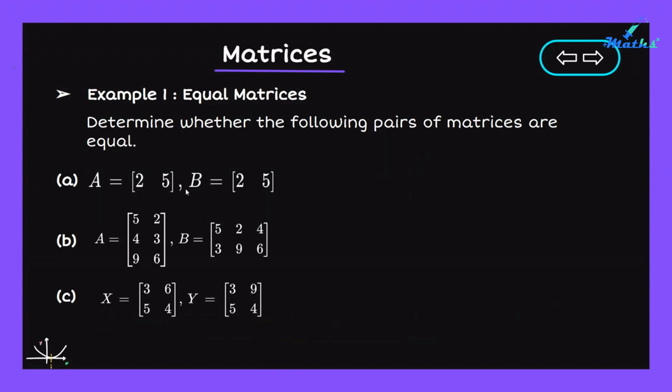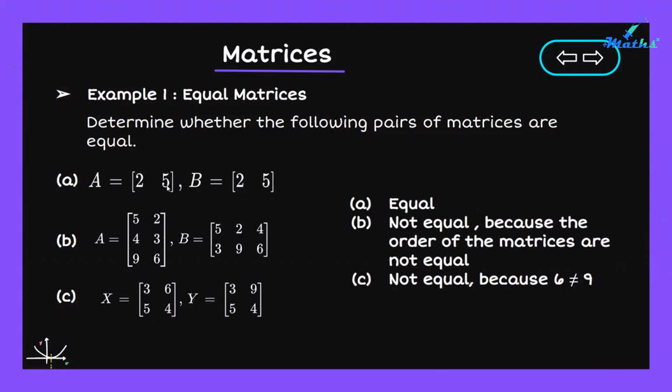And then there's an example. Determine whether the following pairs of matrices are equal. So for A, it's equal because the order of matrix is the same, and the first one is 2, second one is 5, so it's equal. For B, obviously not equal. Order of matrix is different. This is 3 times 2, this is 2 times 3.